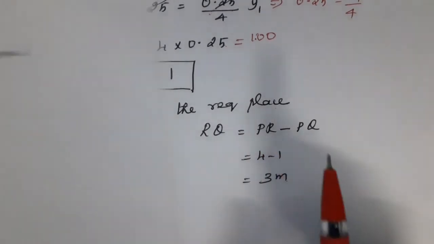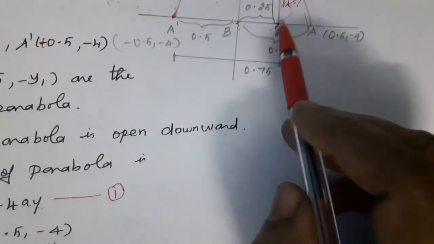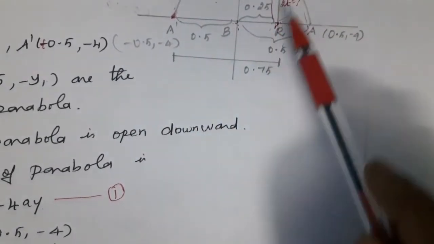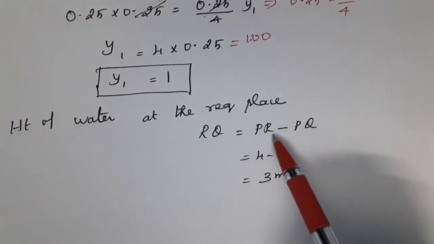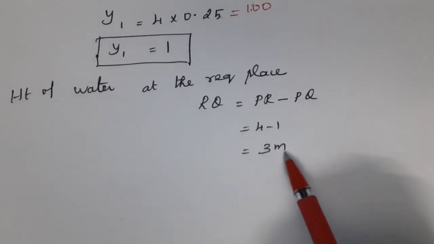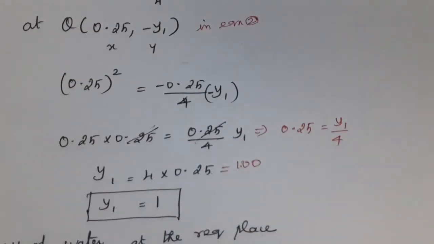QR or RQ. Once again, we need QR. The height QR is the total, maximum distance, PR minus PQ. PR minus PQ is 4 minus 1. 4 minus 1 is 3 meter. So students, go through the questions properly.